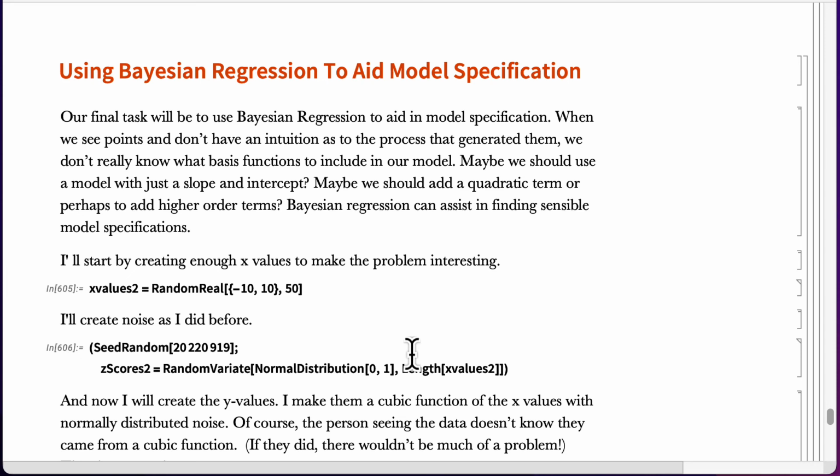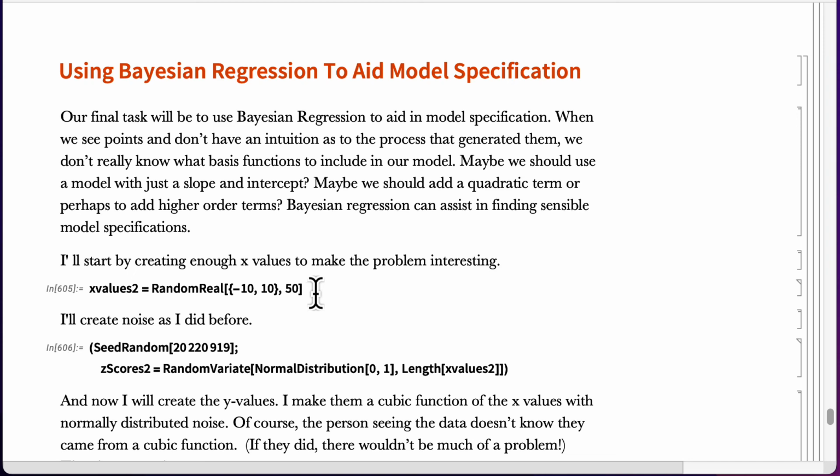And the idea is, so far I just ran a model with two parameters, B0 an intercept and B1 a slope. But maybe the data could be quadratic. Maybe to fit it well, we should have an x squared term, or a cubic, an x cubed term. So let's see if we can use Bayesian regression to get some ideas about proper regression specification. Big topic, but we're going to make a dent in it here.